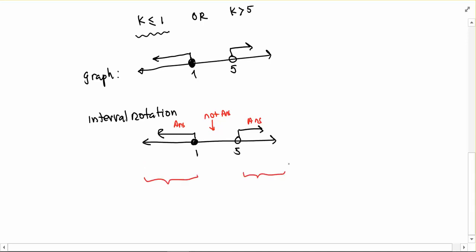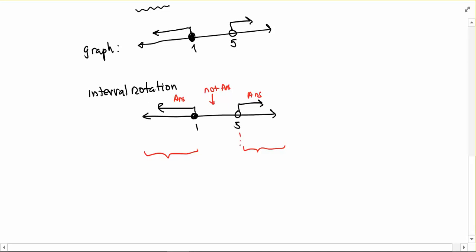Now, let's do the one on the right first. So the one on the right starts at 5, that's the left end of it, and ends at, we talked about infinity in the last video. So there it is. And since 5 is not included, we're going to put a parenthesis there. And since infinity is never reachable, we're going to use a parenthesis there.